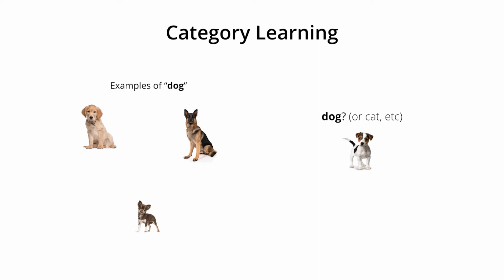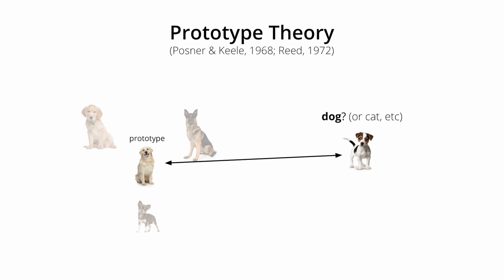So given a new, unlabeled object in a world, we use the representation we've learned of that category to generalize to a new object. But what representations should we use? In prototype theory, we assume that the learner abstracts a central member of the category, which can later be compared to new instances for the purpose of categorization.